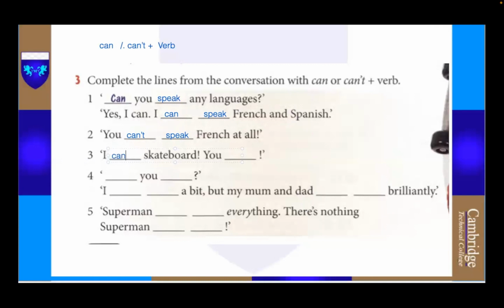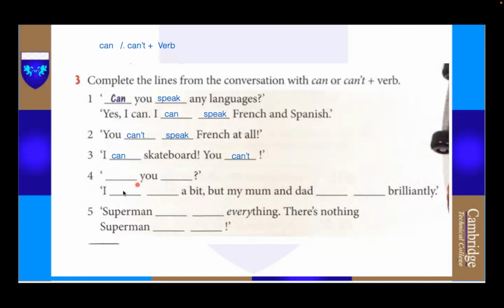I can or I can't here. I can. I can skateboard. You can't. Is that correct? خلينا نستعمل العكس, if we use the opposite. Is it correct? We say I can skateboard. You can. In general, both of them are correct. استعمل this one. الجملة صح. So I can skateboard. You can't. Or I can't skateboard. You can. Both are grammatically correct.